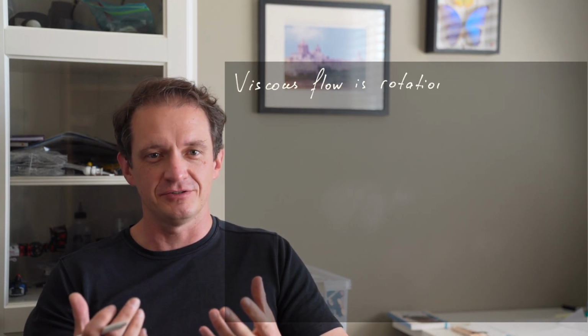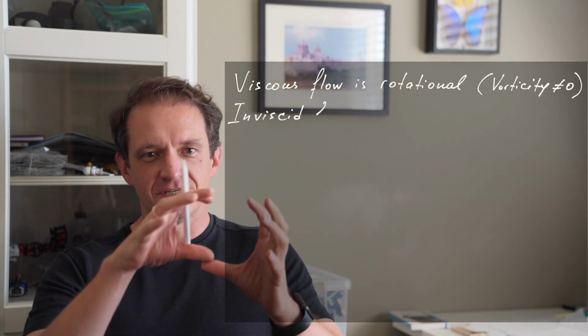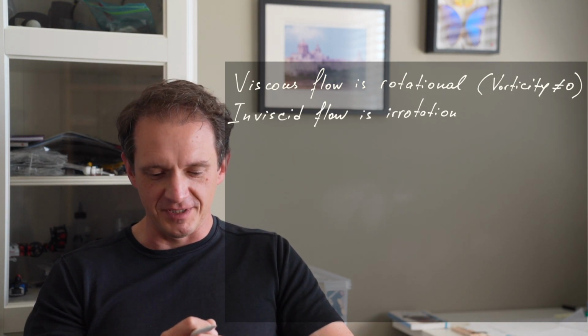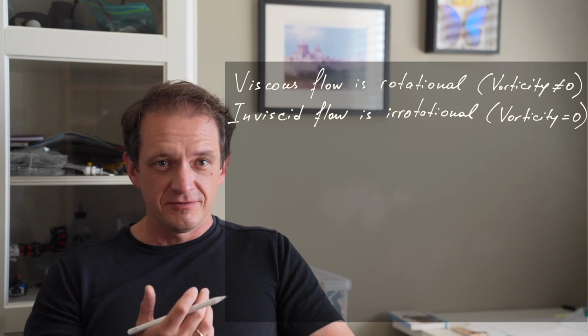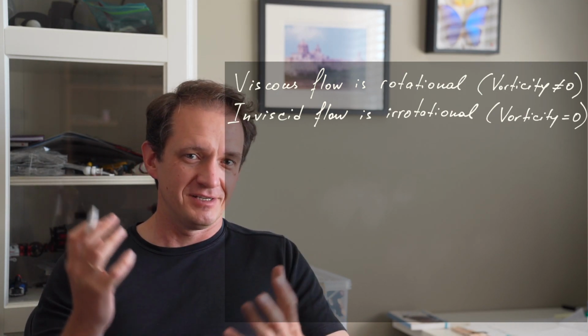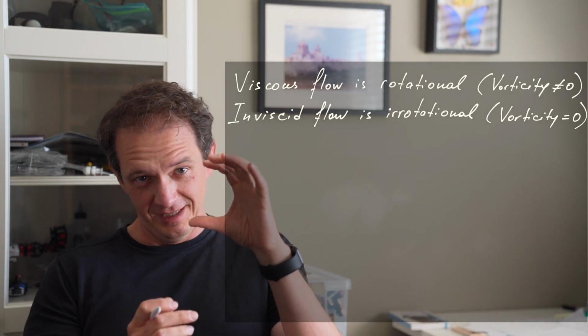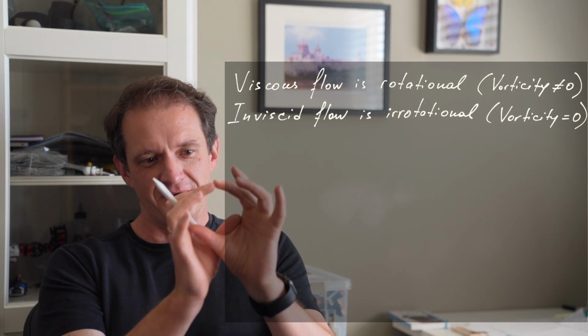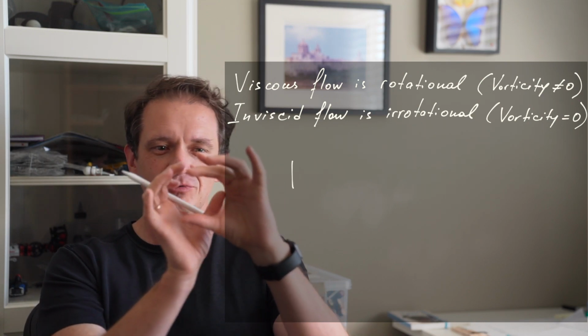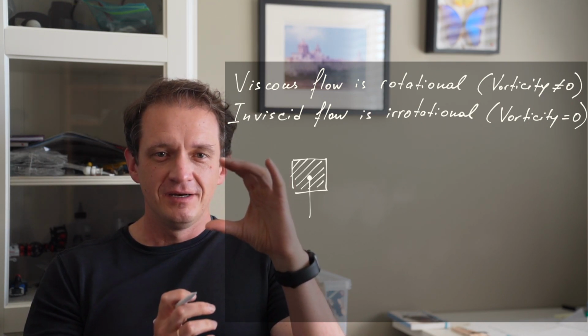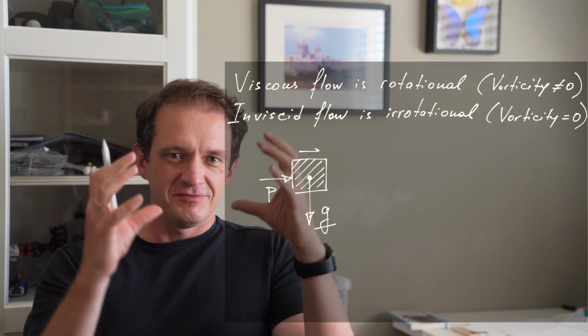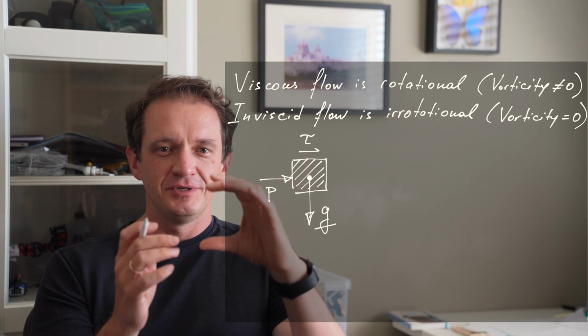What is special about inviscid flows is that inviscid flows are irrotational, so vorticity is equal to 0. Vorticity is the measure of rotation of a fluid element. The reason for that can be explained, in very simplistic terms, like this. Let's say we have a cubical fluid element, or in 2D a square fluid element. It experiences various forces from the surrounding fluid.